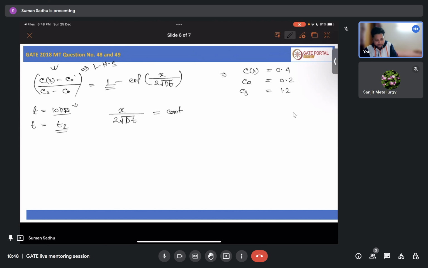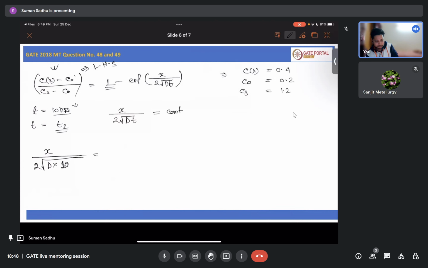So for the first case, your x, let's write in terms of x only. In the first case, your x was x, and then 2 into root of d into t, where t was 10 hours. Here I am keeping the unit of time in hours only. I am not converting because anyway we are taking the ratio, so it will be in the same unit. And because in the question you have to calculate the time taken in hours, it will be better if you keep it in hours only.